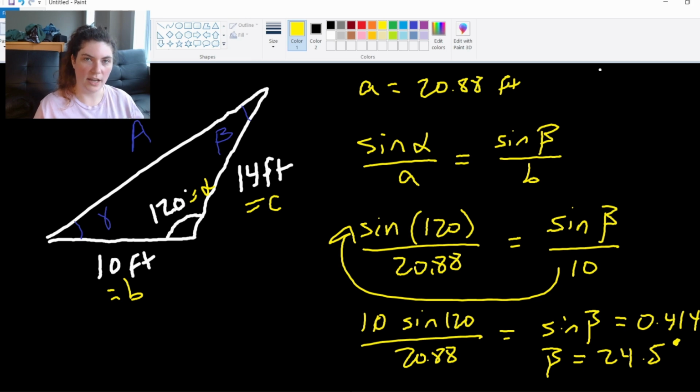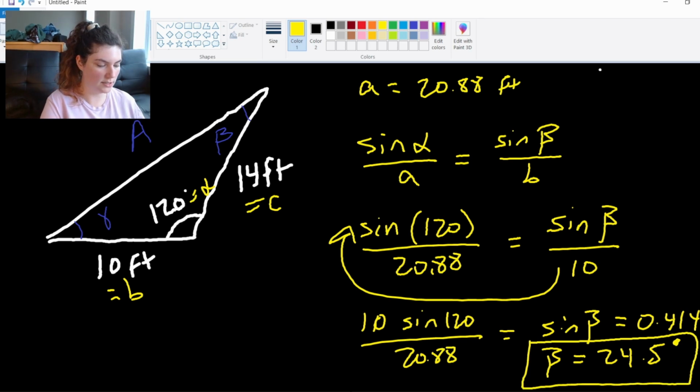But all of your angles are going to be given in degrees, so don't worry about radians. Your calculator is going to stay in degrees this whole class. Okay, so we solved for beta. We got 24.5 degrees, and we can do the exact same process to solve for gamma.